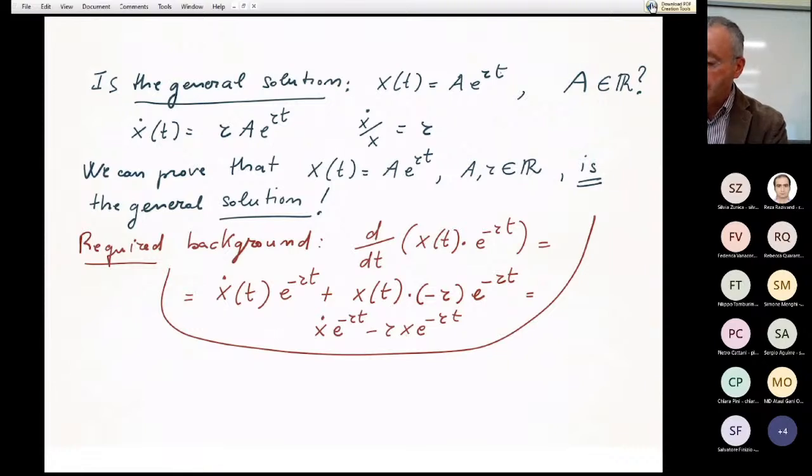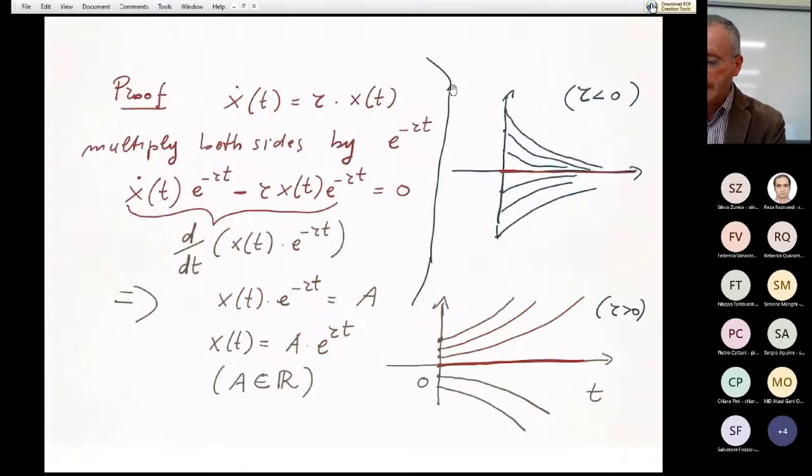You have your differential equation. x(t) is an unknown function. We want to find all of them. x dot of t is equal to r times x(t). This is the differential equation. Of course, we are assuming here, okay, this is our differential equation.